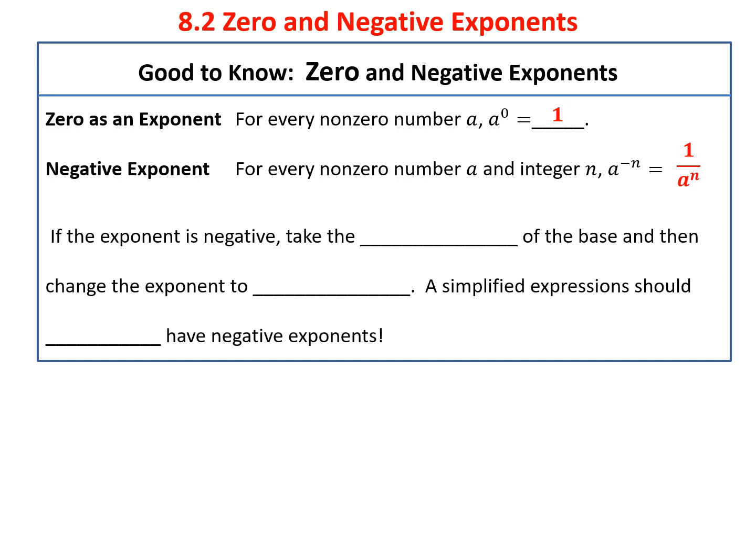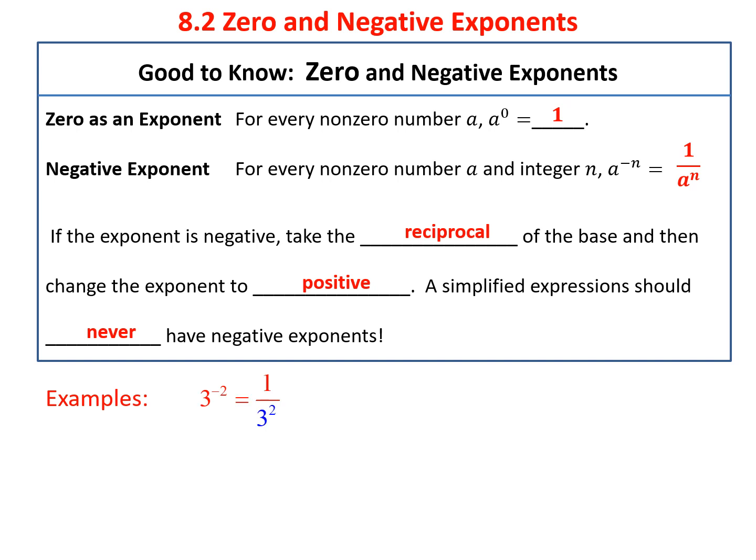So if you have a negative exponent, what you do is you take the reciprocal of the base. Like in the case above, I take a and make it 1 over a, and then I change the exponent to positive. So a to the minus n becomes 1 over a to the positive n. A simplified expression should never have negative exponents.